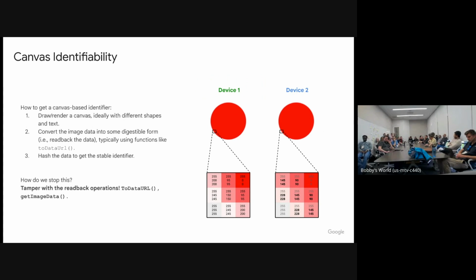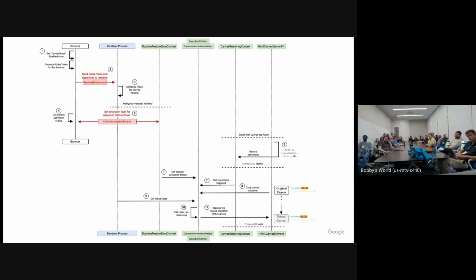You essentially want to tamper with the readback operations, so toDataURL and getImageData. They are responsible for reading back all the pixel data from the browser, and you can share that across different sites and so on. Okay, so now we're going to talk a little bit more about implementation details.